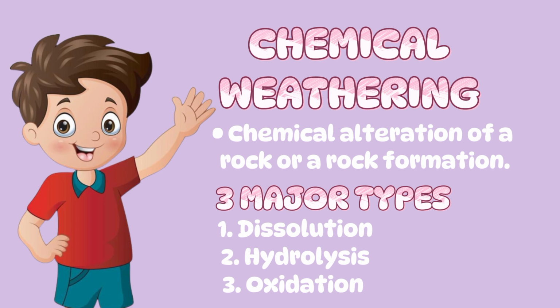Chemical weathering refers to the chemical alteration of a rock or a rock formation. There are three major types of chemical weathering. First is dissolution, second is hydrolysis, and third, oxidation.